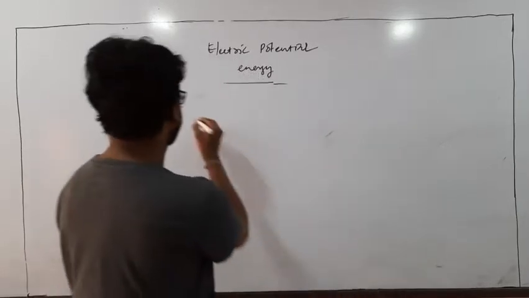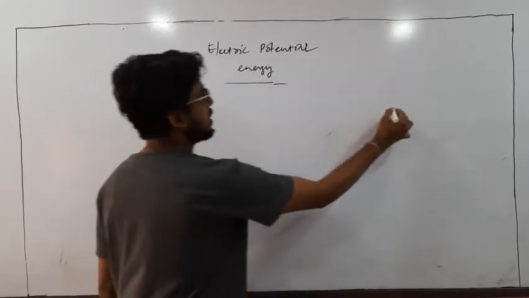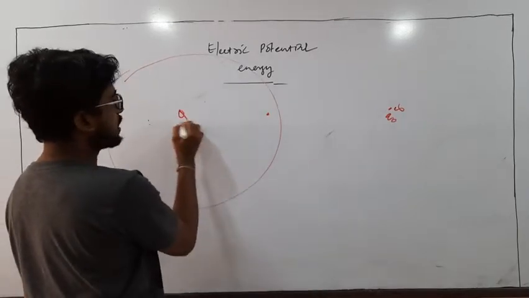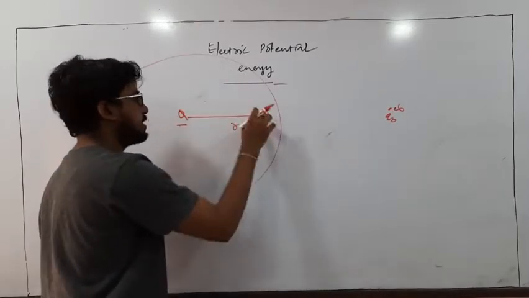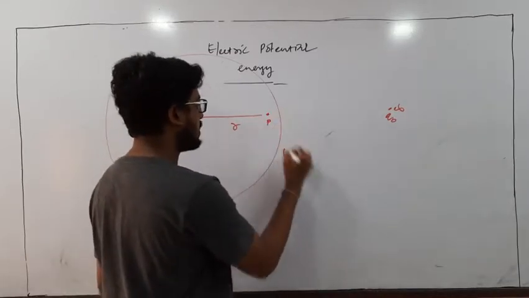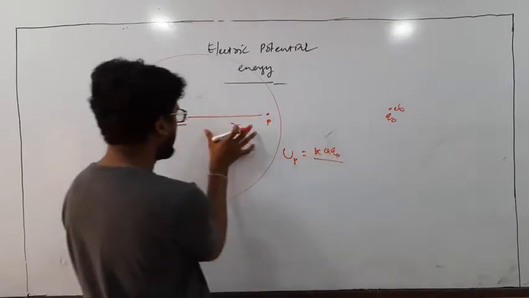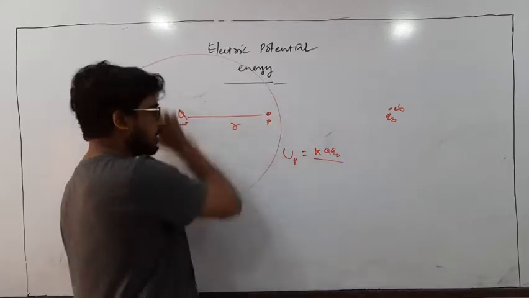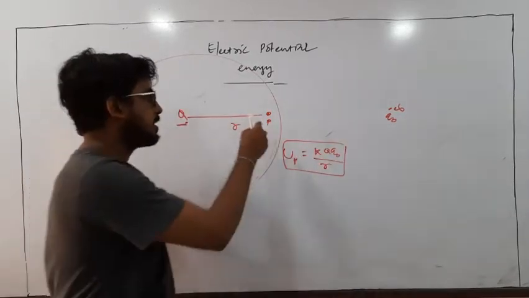That means if here is a source charge Q and I am moving a positive test charge Q naught from infinity to any position within the field region of this source charge, which is at a distance r, then the work done by moving this charge from infinity to this place will be stored within this system as the potential energy. So what will be the potential energy at this point P for this source charge Q? It will be K Q Q naught by r, where r is the distance from the source charge to the position where we want to calculate the potential energy for this system.